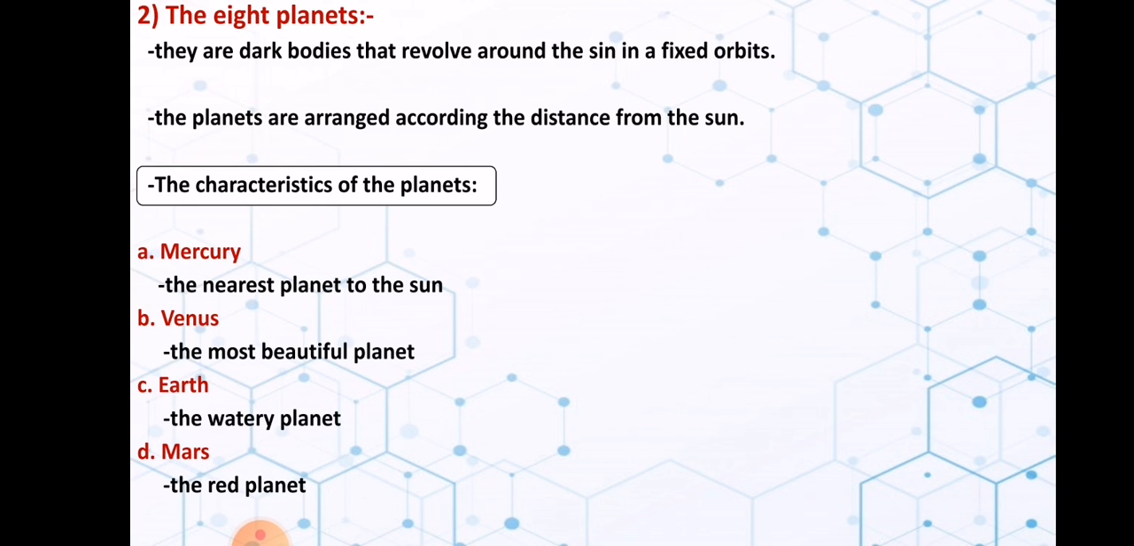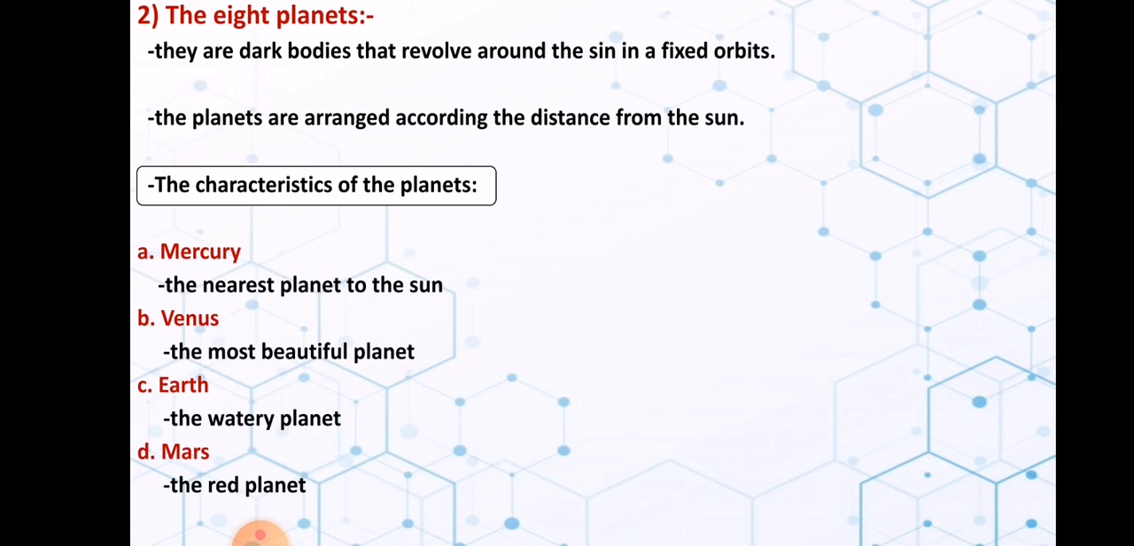So if they ask you about this part, they may say give reason: Mars is called the red planet. Why do they call Mars by this name? We will say because Mars rocks contain iron metals.